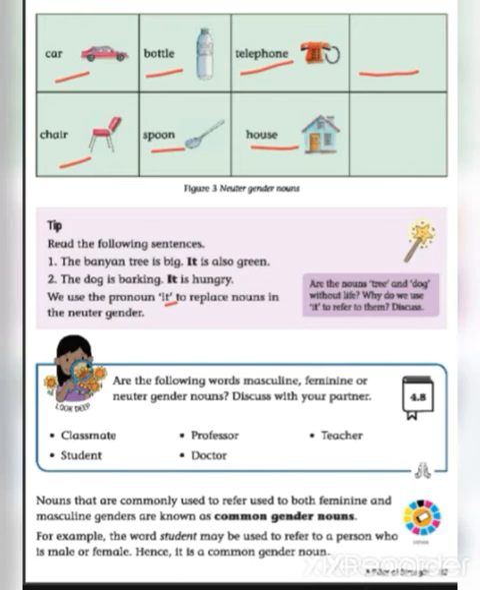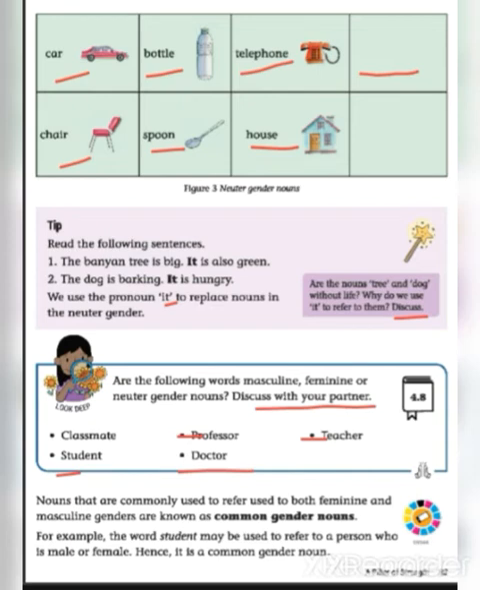Are the nouns tree and dog without life? Why do we use it to refer to them? Discuss. Next, are the following words masculine, feminine, or neuter gender nouns? Discuss with your partner. Classmate, professor, teacher, student, and doctor.